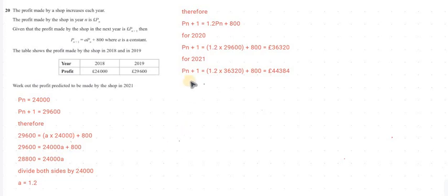Okay? Once you find A as 1.2, now your formula takes shape. So it's Pn+1 is equal to 1.2 Pn plus 800. So for 2020, Pn is the profit in 2019. So that's 1.2 times 29,600 plus 800, and you get your answer. It's a calculator paper, so just make sure to write this and then write the answer. Don't just jump straight to the answer, you have to show process.